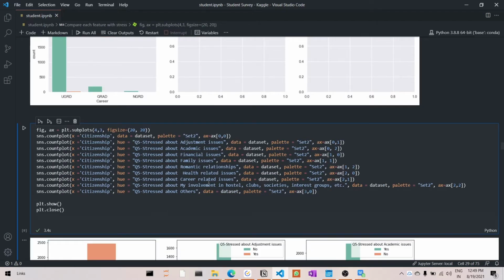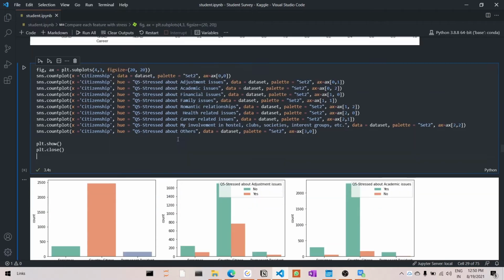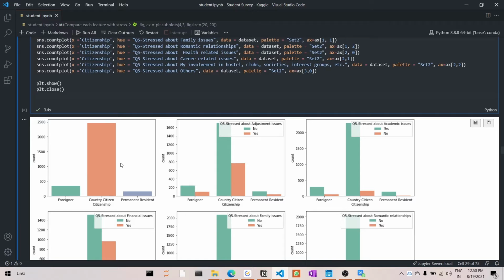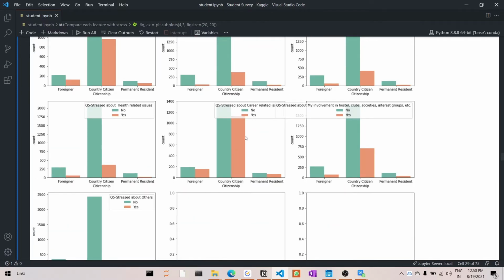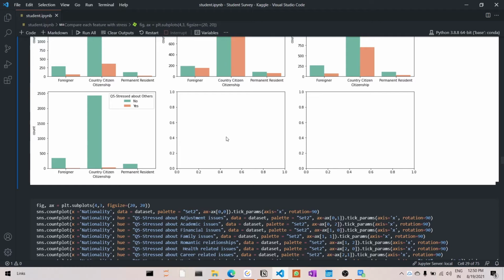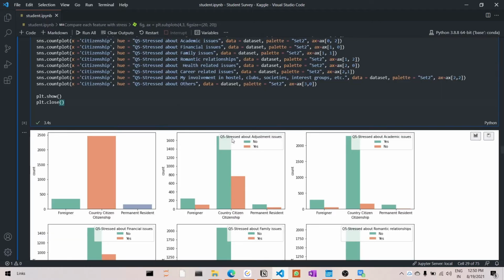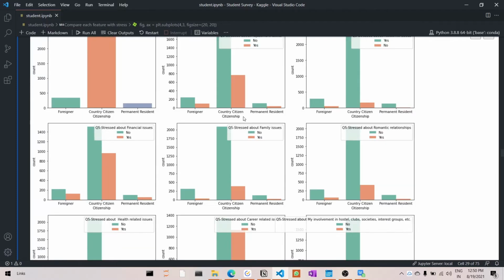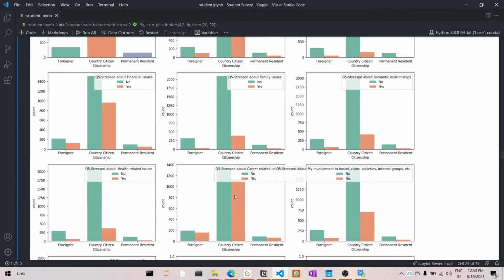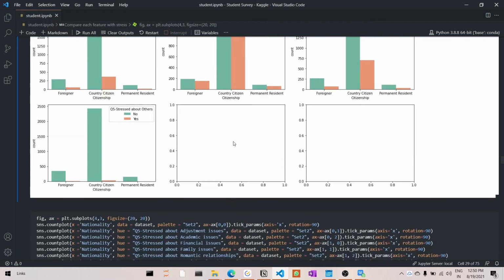Then we are going to see what is the impact of this feature on various stress. So first we are going to see the count. So country citizens are more. Then you can see they are having stress about adjustment issue. Then they are facing the financial issue. And then the same, the stress about career. So by analyzing this citizenship feature, we can easily say that students are more stressed about adjustment issue, then financial, and then the career related issue.